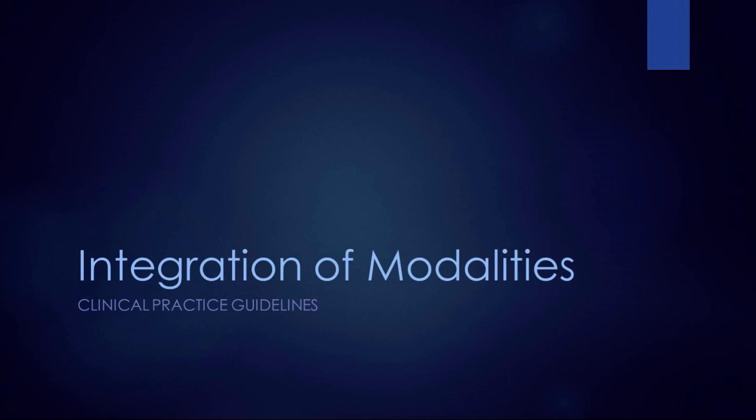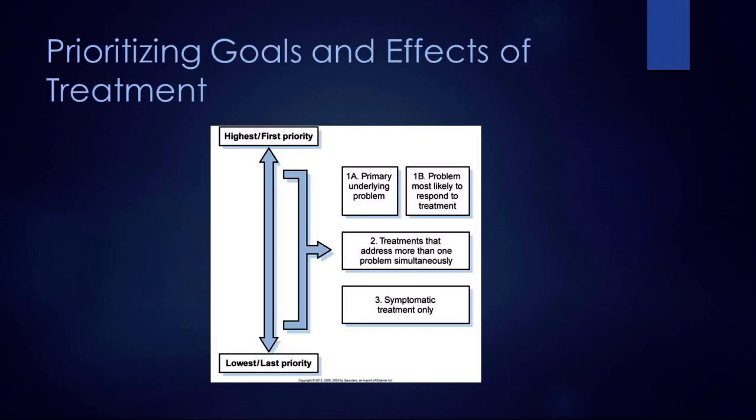So how do we do that, right? How do we decide what is the most useful modality for that patient, and how do we integrate that into the rest of our physical therapy interventions? So we want to prioritize our goals and the effects of treatment. So this is from the book in chapter 1, and it's sort of a little chart rating things on a spectrum from the highest or first priority to the lowest and last priority.